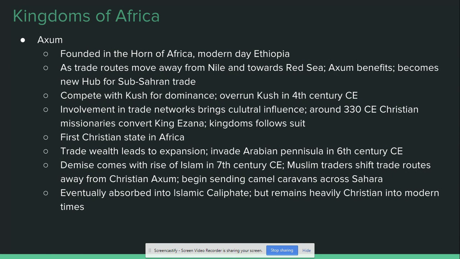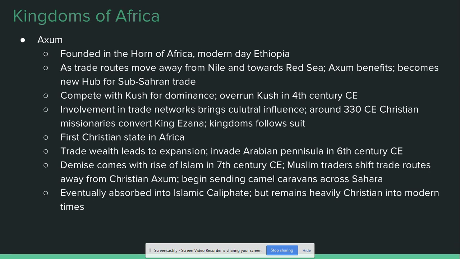Now, replacing Kush as the dominant African kingdom in this region is Axum. All right. Axum is founded in what we call the Horn of Africa, modern day Ethiopia. And as those trade routes slowly move away from the Nile and towards the Red Sea, Axum becomes one of the beneficiaries of that. They have access to the Red Sea, they have access to the Indian Ocean. And as those trade routes begin to diminish along the Nile, which weakens Kush, they simultaneously strengthen Axum's position.